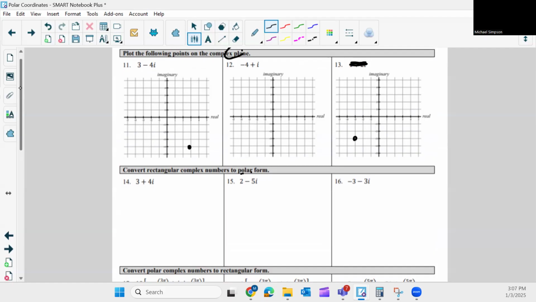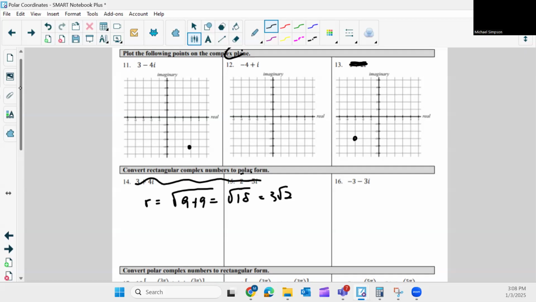So I need to find my r value. So okay, r is going to equal the square root of 9 plus 9, which equals the square root of 18. And I can write this as 3 radical 2. Hope you guys see that. Okay, so that's my r value.